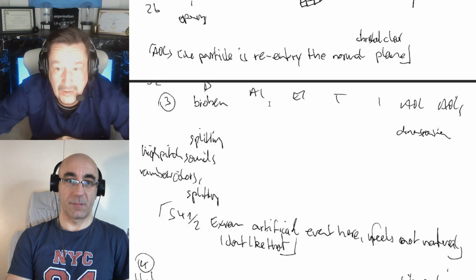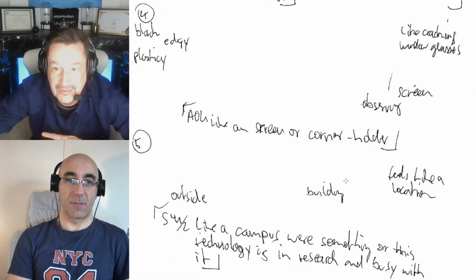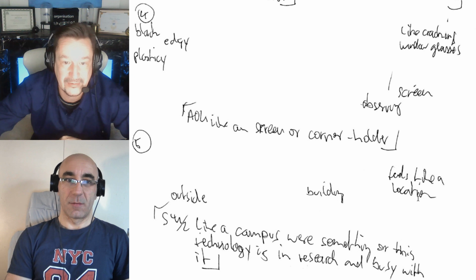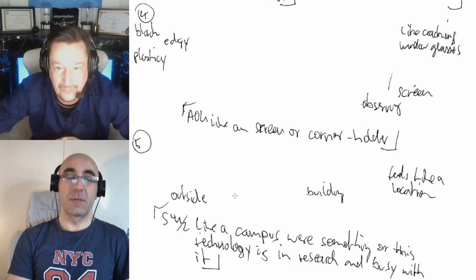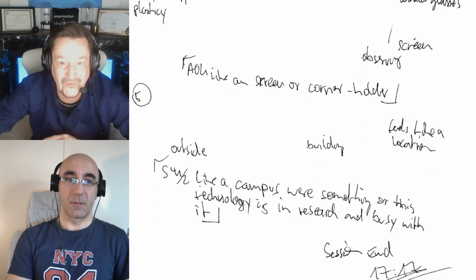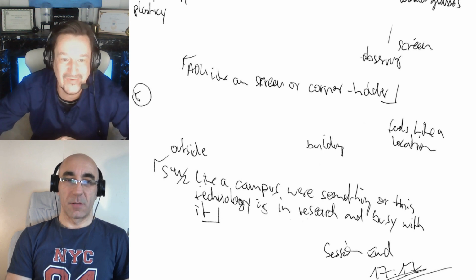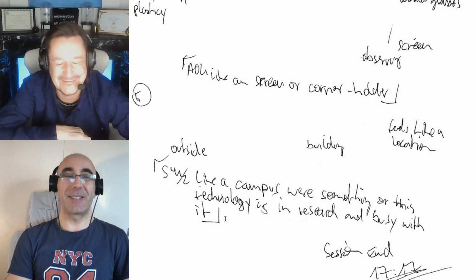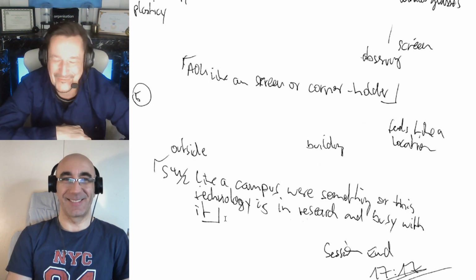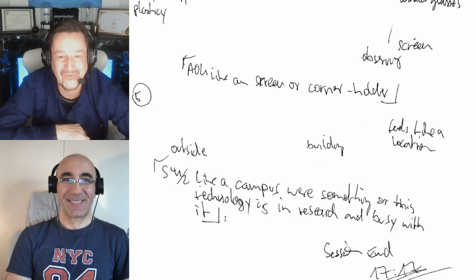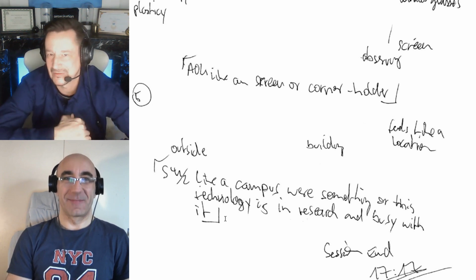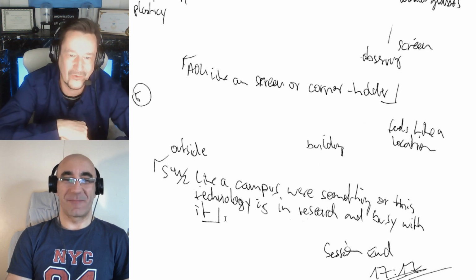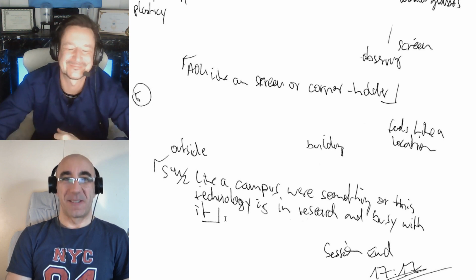So it feels like a location, building, outside. As 4.5, like a campus where this technology is in research and they are busy with it. Interesting statement. That could be. This would mean that somebody else is also busy revealing the secrets about remote viewing. It makes sense, and maybe a campus, university. I am certain. Whatever. This was my first session.